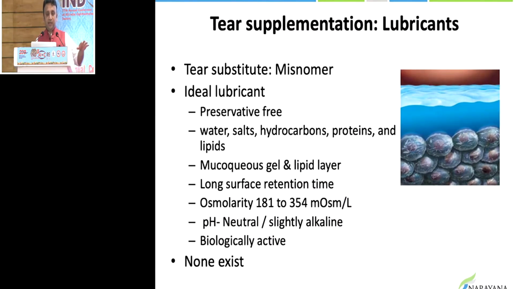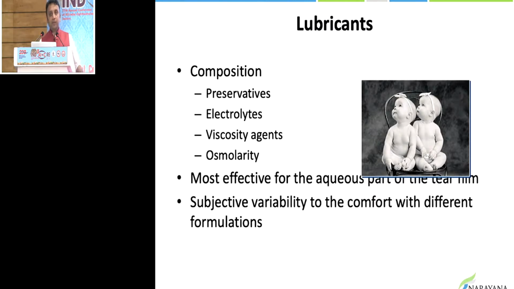Now, before we go into those things, let's understand that my job today is just to talk about lubricants. When we talk about lubricants, we talk about the ideal lubricant, but we know none exists, because a lubricant is not an artificial tear. A lot of the time we mispronounce this as artificial tear. There's no artificial tear. You cannot make a tear. Forget about anything else, because it's such a biologically active thing which cannot be replicated by us. So there is no ideal lubricant. Whatever we have, let's dissect it into a few components: preservative, electrolyte, viscosity, elastic agent, and the osmolarity part.